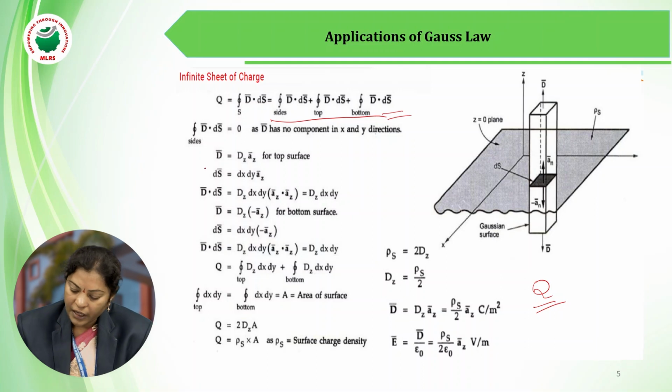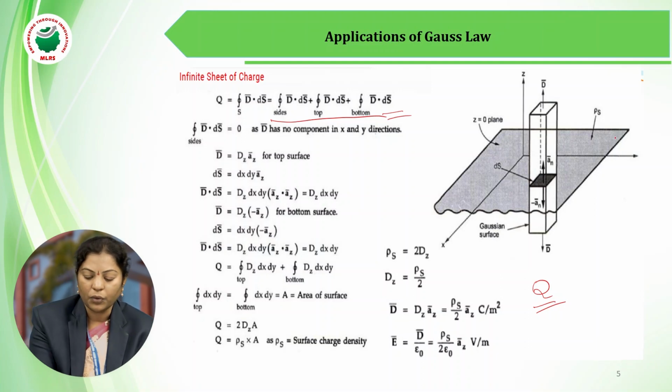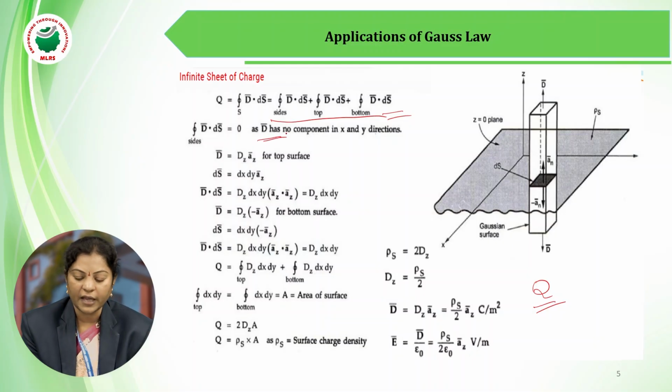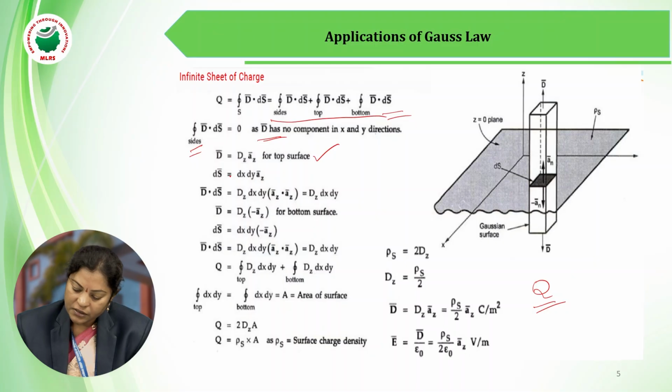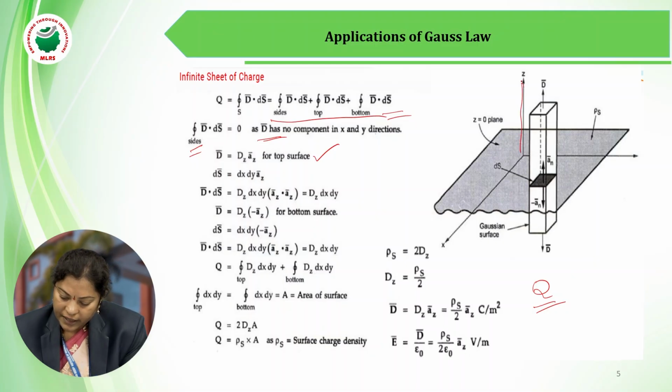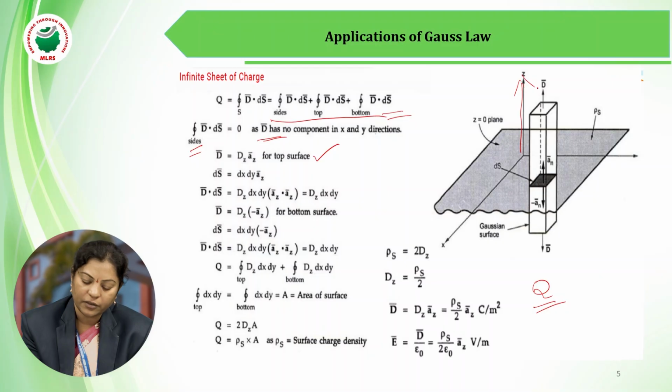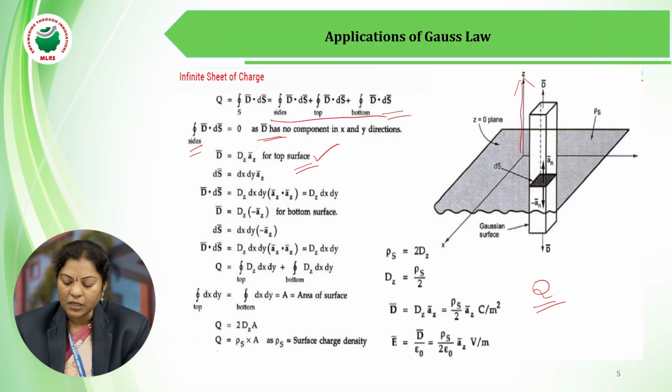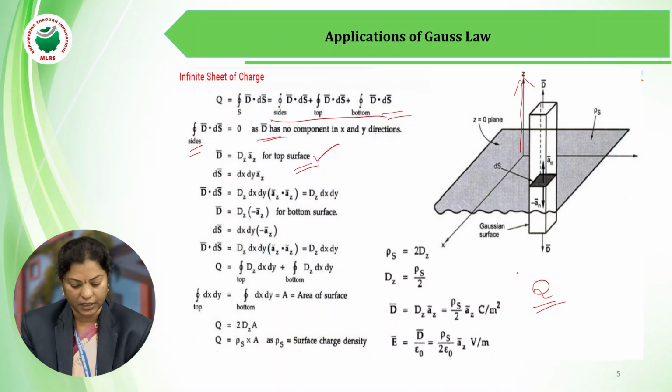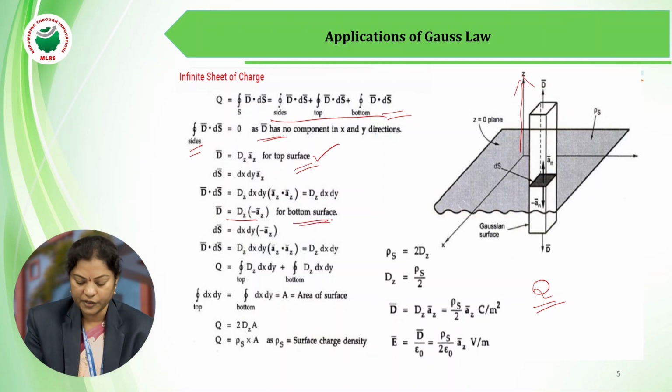Here we know that the flux density has only components along the z direction, not in the sides. So for the top surface, it is along the z direction, that is Dz into az. The bottom surface is opposite to this z direction, that is in the minus z direction. So we can write D equal to Dz into minus az, for the bottom surface.